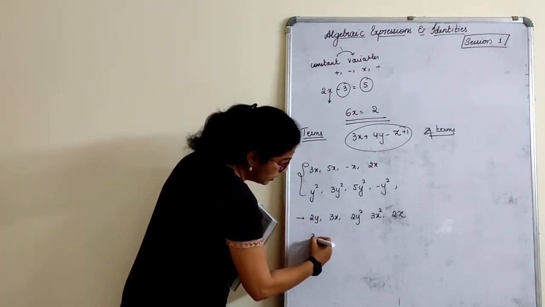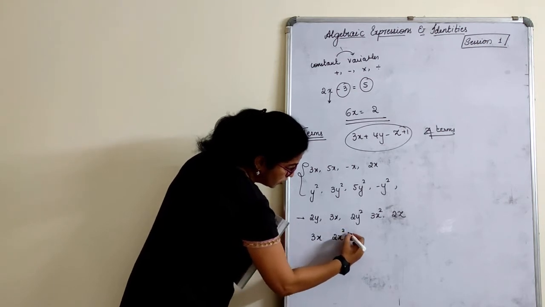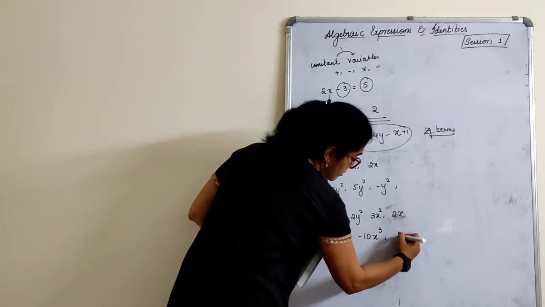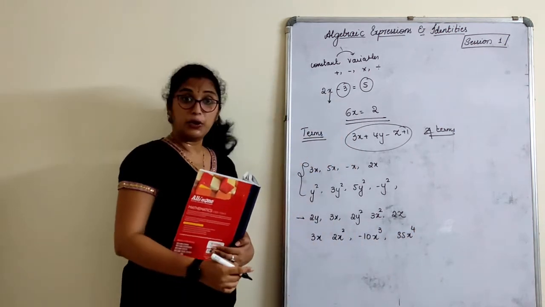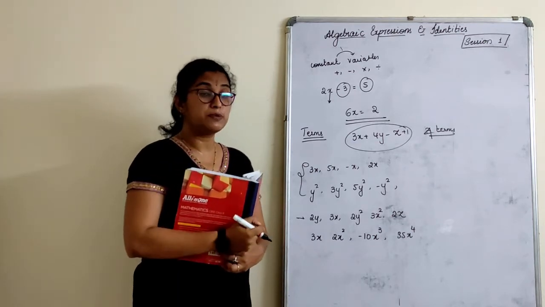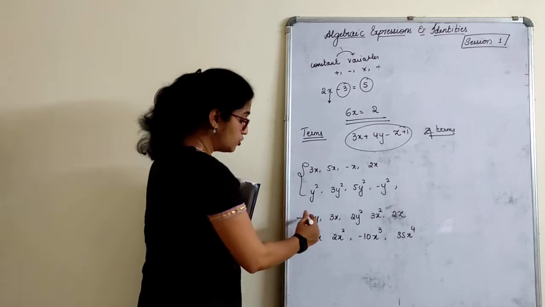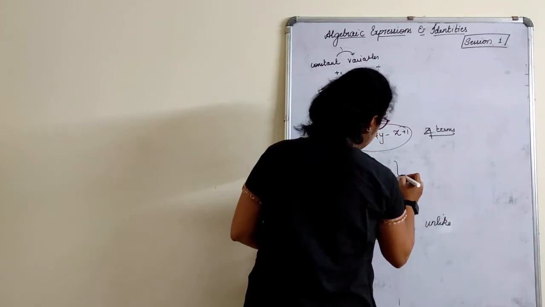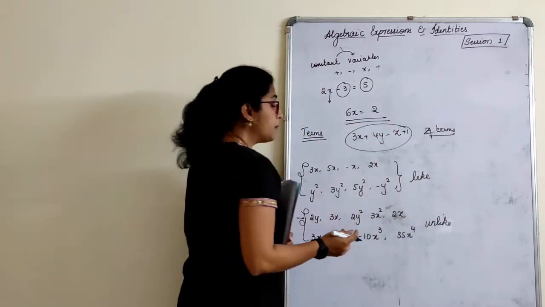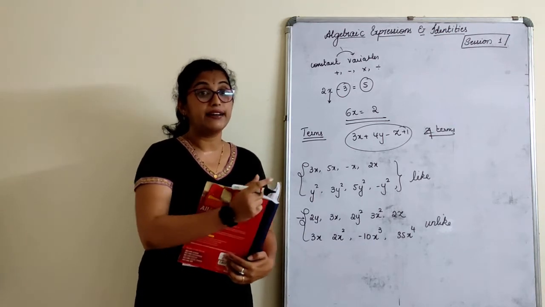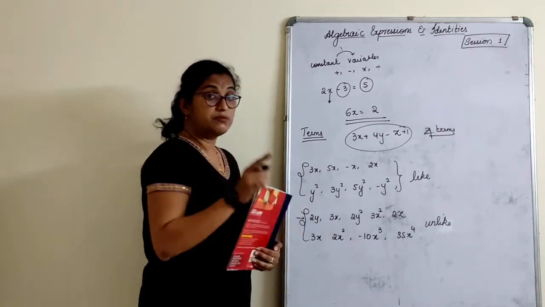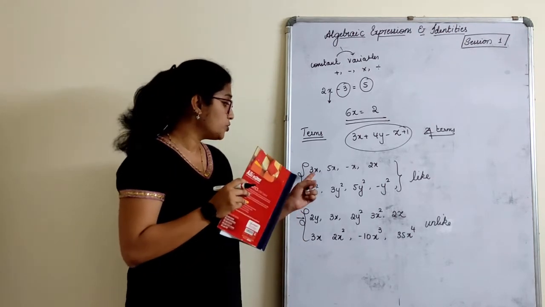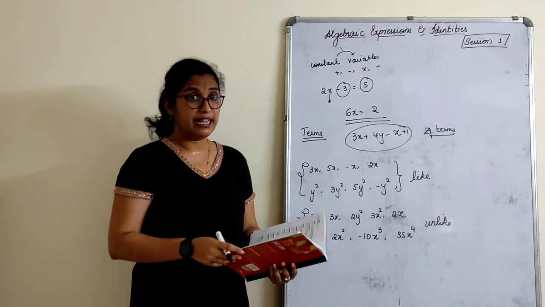I'll write one more, children: 3x, 2x square, minus 10x cube, then 35x raised to 4. Here the literal factors are the same, but what about the exponents? The exponents are different, so these are considered unlike terms, and the others are like terms. Like terms can be added and subtracted. Unlike terms cannot be added and subtracted; unlike terms can only be multiplied. So we can add and subtract these like terms.